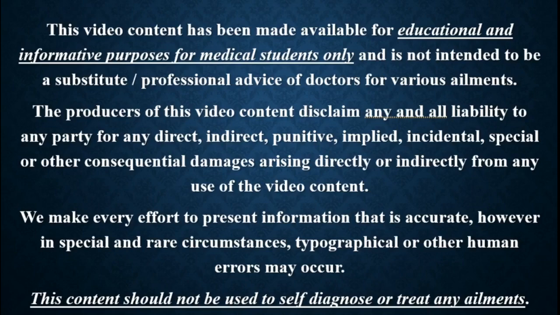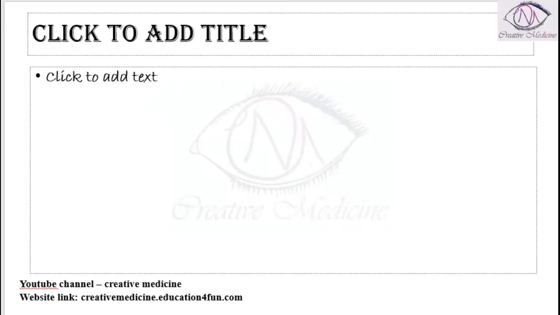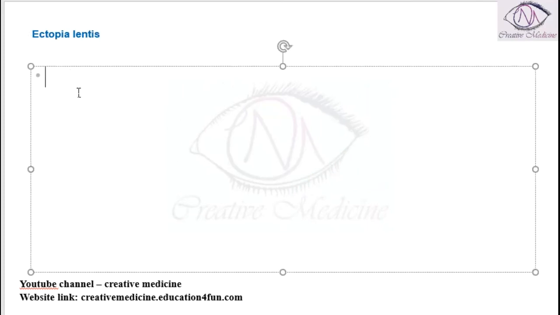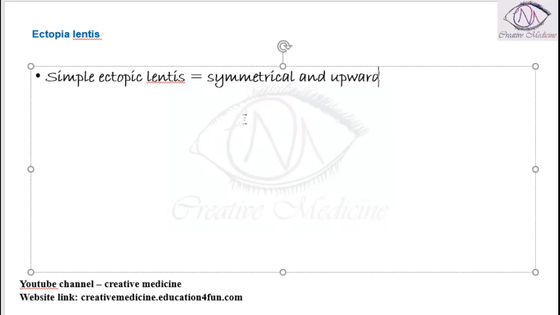In this lecture, we will learn about Ectopia lentis. In Ectopia lentis, we have simple Ectopia lentis. This simple Ectopia lentis actually shows a symmetrical and upward displaced lens. There is a symmetrical and upward lens.